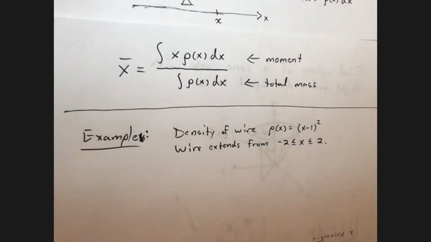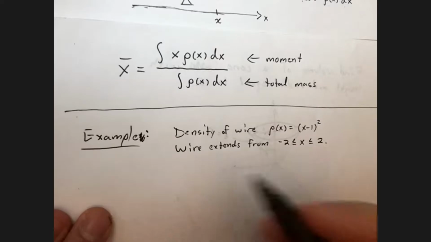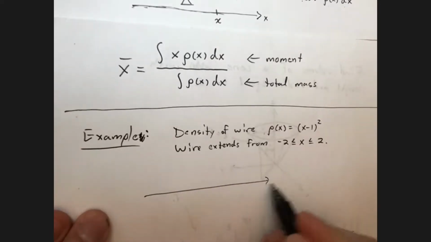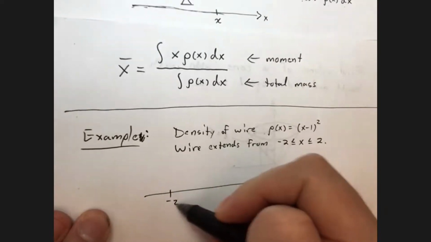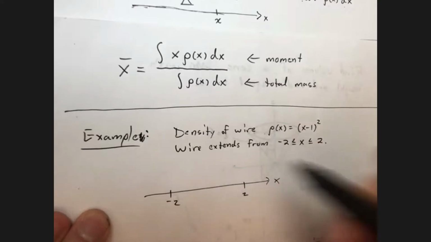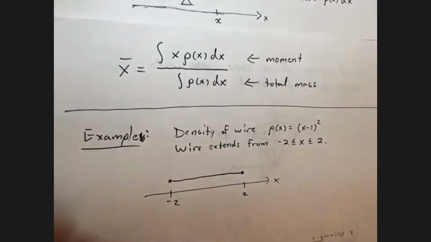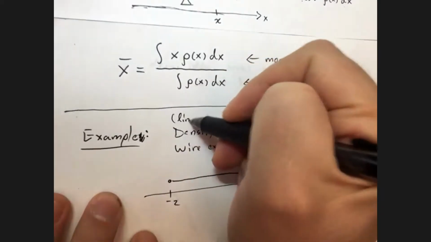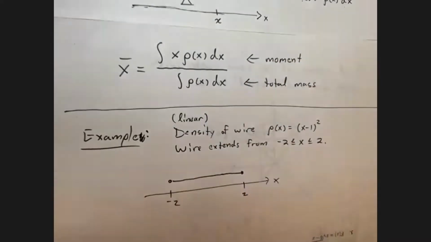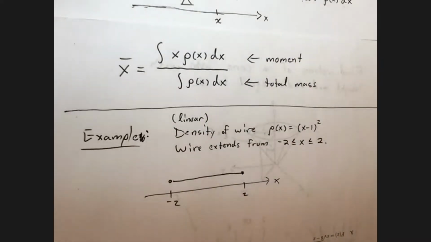Okay, so what we're doing is looking at, on the x-axis from -2 to 2, this wire. It's extending from here to here, and it has varying density. This is actually called the linear density. Really, density is like kilograms per cubic centimeter, but here we're thinking about kilograms per centimeter.